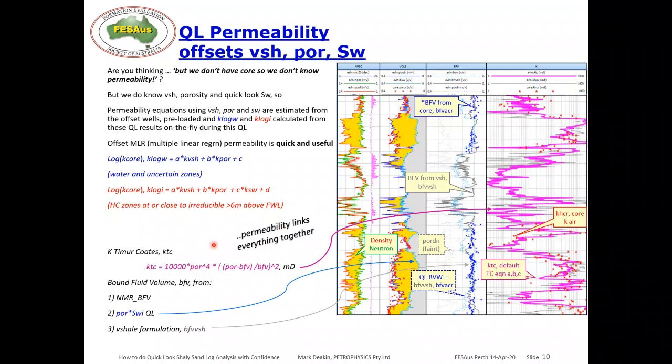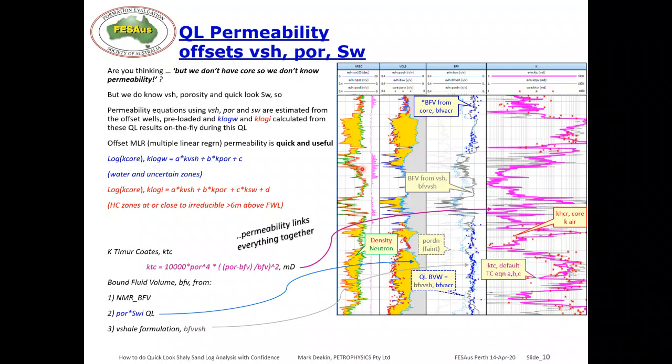Permeability is linking everything together, you see. You've got your prediction of permeability and you've got your predictions of saturation from this, and when you've got to the end of the evaluation, these things should be consistent with each other. That's really the point. Quick look permeability offsets: you've got your permeability and you compare what the implication of your evaluated saturation is with the related permeability, compare that with the offset wells and see if it's consistent.